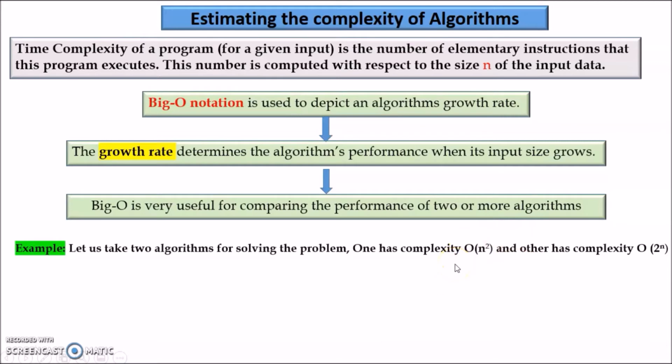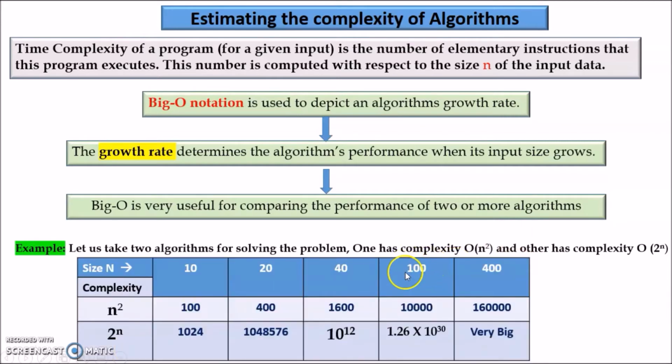I'm going to put it in a table here. Input 100. If you see, n square has just 10,000 steps, whereas 2 to the power of n steps are very big when compared to n square. This tells you that n square is a better algorithm than 2 to the power of n for solving the same problem. Right, clear? That is how we compare the performance of algorithms using big O notation. Now we'll see, this page is clear.